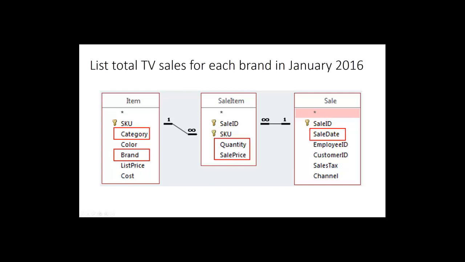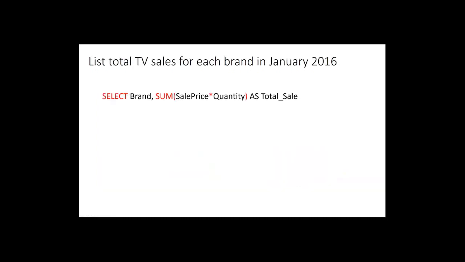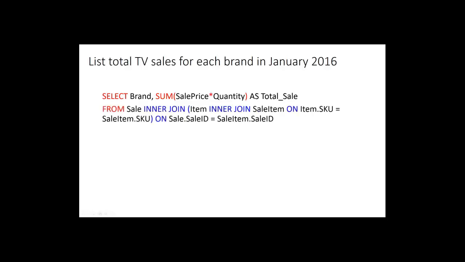So we start with select and include brand. We need to list totals by brand, and then the aggregate function. The sum of sale price times quantity. We'll put a name on it as total sale and do the inner join. Same thing as before. Sale inner join and the other 2 tables. Inside the parentheses is processed first. The first thing that is done is joining sale item, and then the result will be joined with sale table.